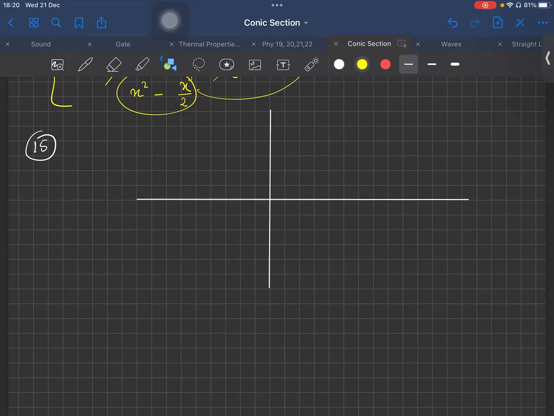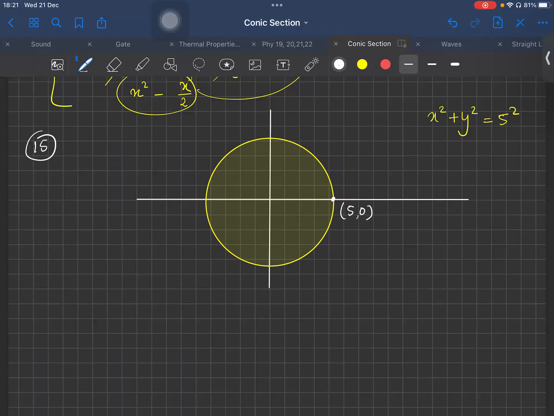So the equation is given as x square plus y square is equal to 5 square, right? That means the radius is 5 and the circle is at the center of this coordinate system. Somewhere something like this, right? That means this point is (5, 0). This point is (0, -5). This is x and this is y. This point is (-5, 0), and this point is (0, 5).